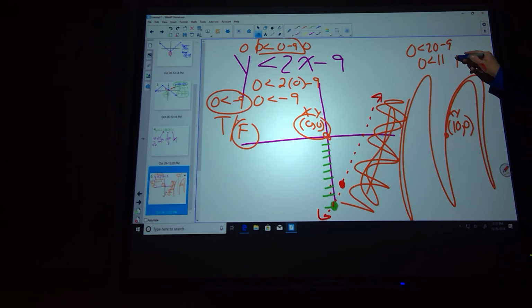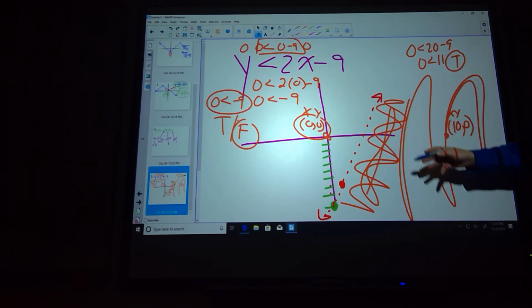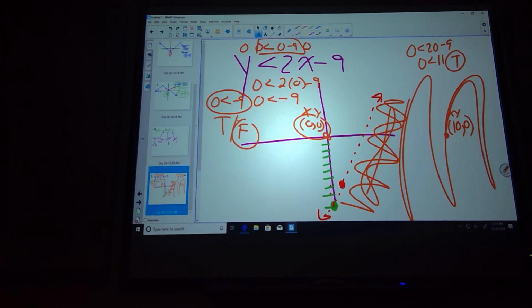True. So the side over here, all those points are going to be true. And so you want to color where it's true. If you find where it's false, you go to the other side, because the other side has to be true. So even if the answer is false, you always color where it's true. So you can color the opposite side.